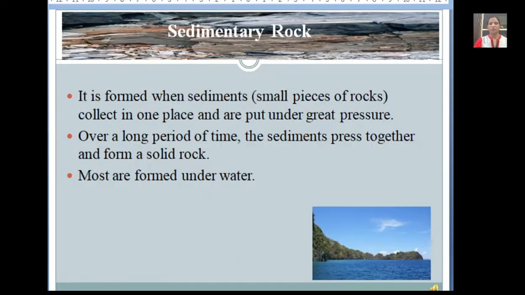Now the next is sedimentary rocks. Sedimentary rocks are formed when sediments or small pieces of rocks collect in one place and are put under great pressure. When deposition of the sediments of rocks or vegetation takes place, it becomes the sedimentary rocks.